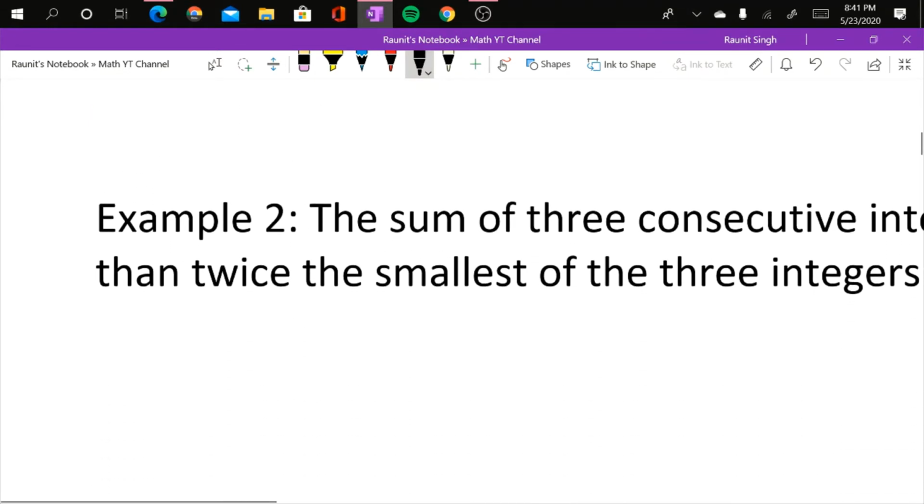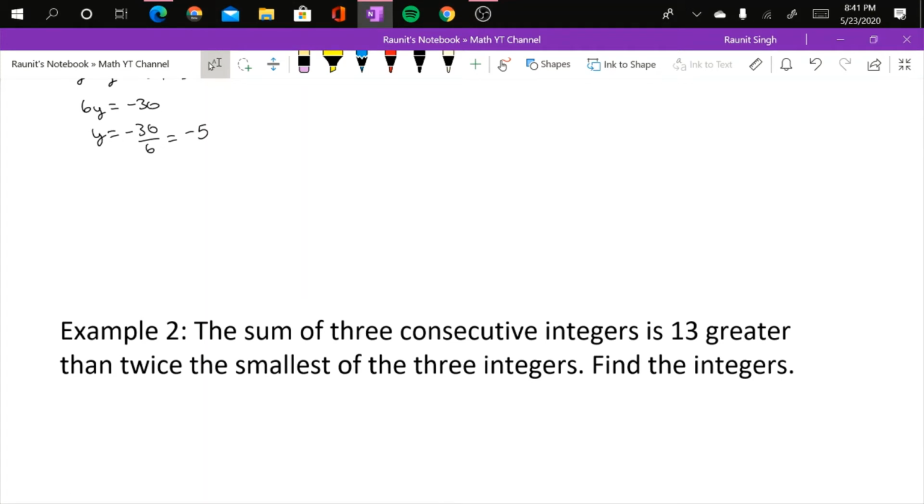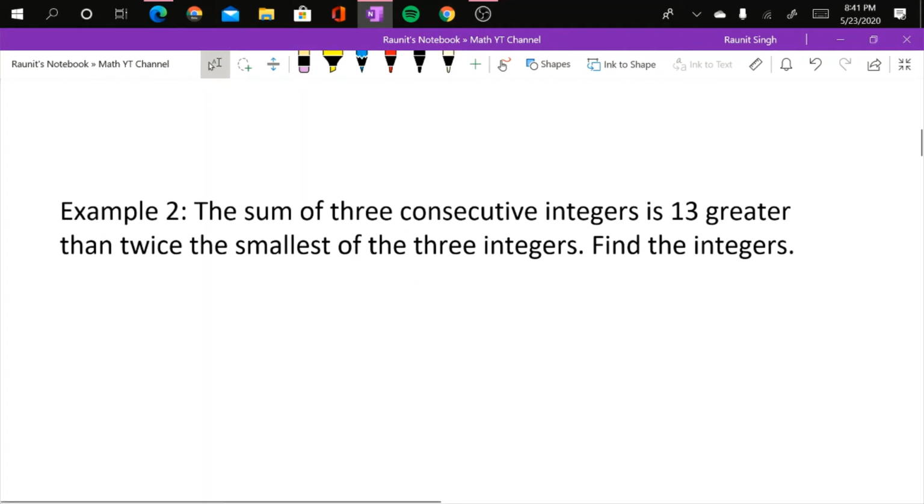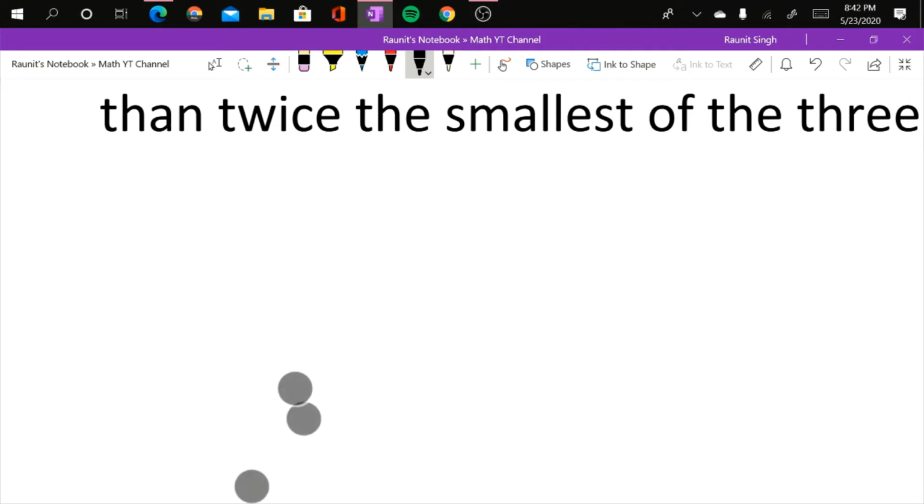Okay, so example 2. The sum of 3 consecutive integers is 13 greater than twice the smallest of the 3 integers. So we need to find all the integers. So if it's consecutive, first we need to find the smallest integer. So we're going to say the smallest integer is equal to x, which is the first integer.